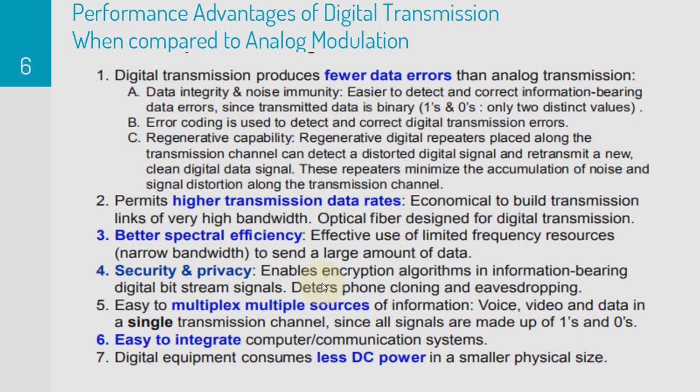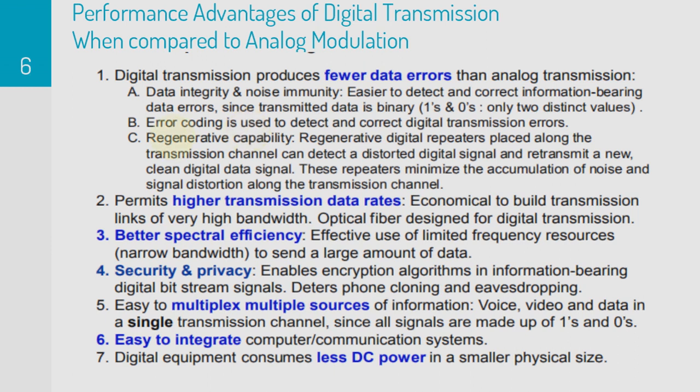The performance advantages of the digital modulation technique when we compare to the analog modulation. Digital modulation or digital transmission produces a lower data rate than the analog transmission. So it provides data integrity and noise immunity, that is, it is easier to detect and correct the information bearing data errors since the transmitted data is binary, which is zeros and ones. Error coding is used to detect and correct the digital transmission errors.